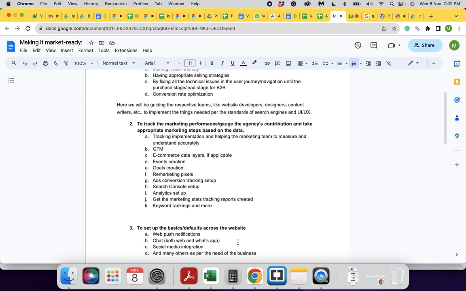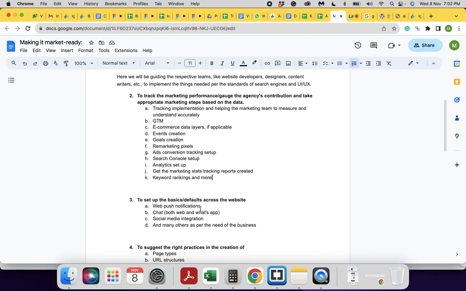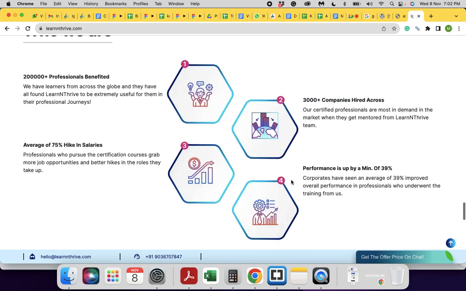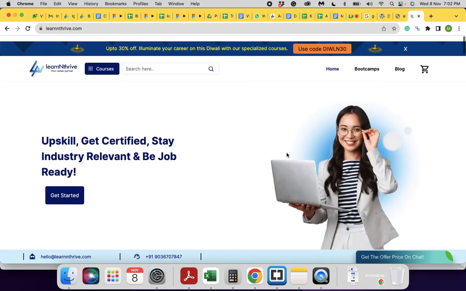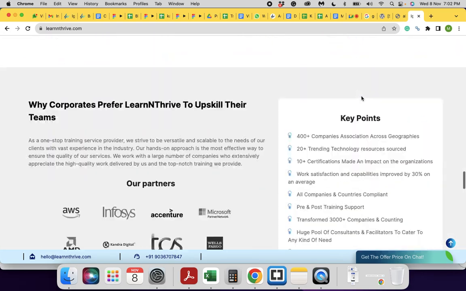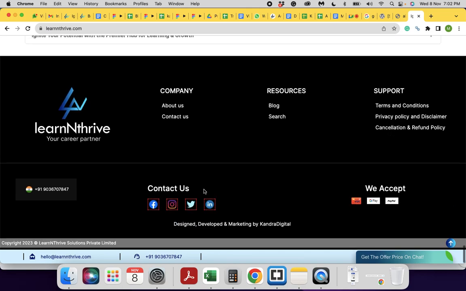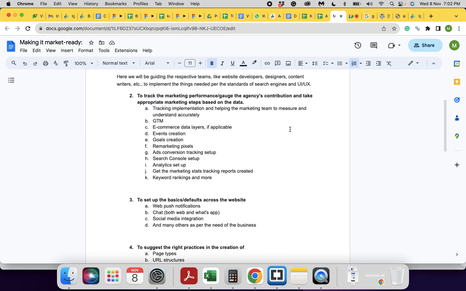Okay, so this is what we do in making it market ready: set up the basics or defaults across the website. Some websites you sign up with will not have things in place. The call to actions will not be there. A chat form, which is very essential for some businesses, will not be there. They may not have listed the phone numbers or email IDs anywhere on the website. We either suggest they implement or remove them. There are two different possibilities. And these links may not be working sometimes, so all such things will be taken care of.